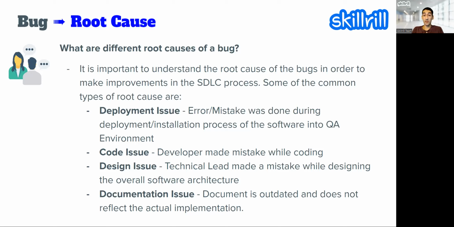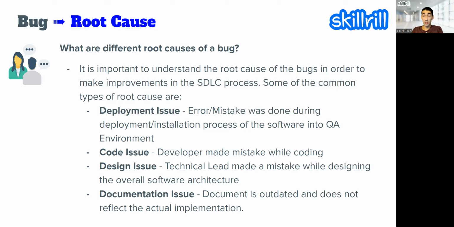What does it mean, deployment issue? You see, an application consists of a bunch of files. And sometimes just one file is missing, or they gave you this instruction to deploy. In some organizations, the QA team takes care of the deployments. In some organizations, developers take care of the deployment. And a mistake might actually happen during that deployment process as well.